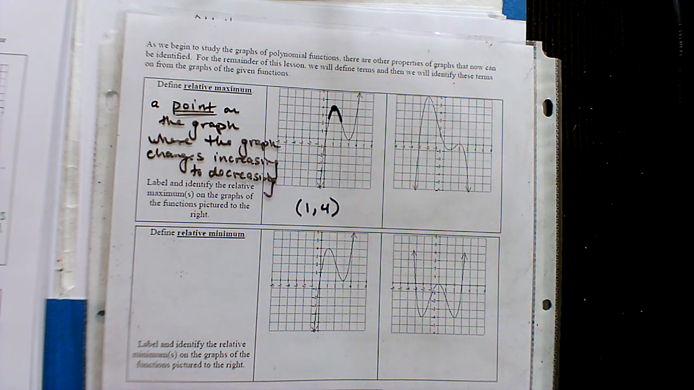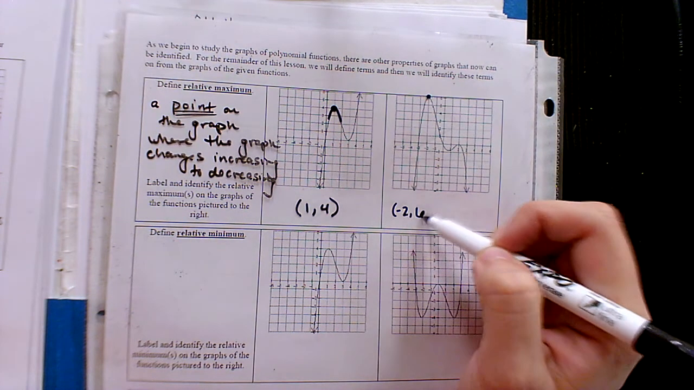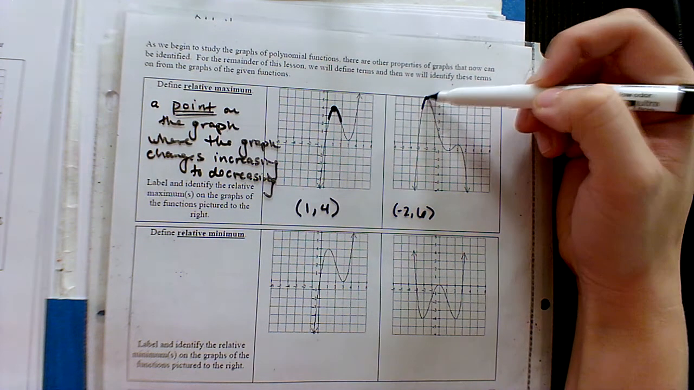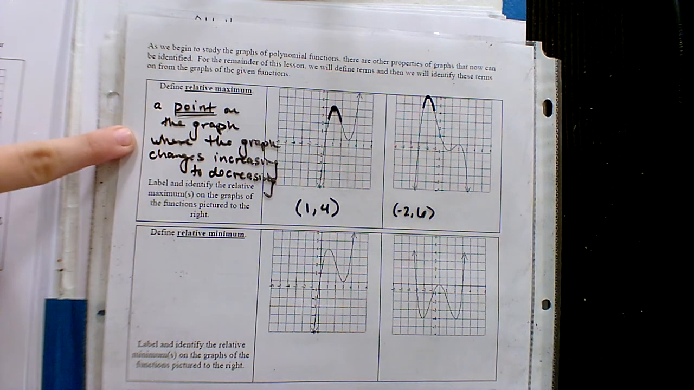I say we're pretty good for that one. What about the second graph? Can we identify a point where the graph changes, increasing to decreasing? You have an idea, Lainey? -2, 6. Okay. So in relation to that point, we go up before it and down afterwards. That fits our definition. Is there another point where it changes?